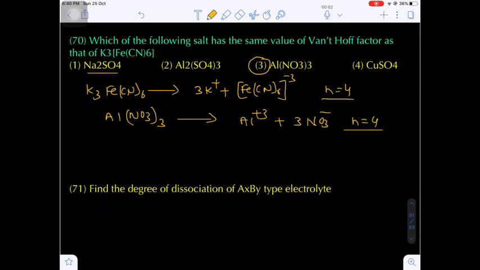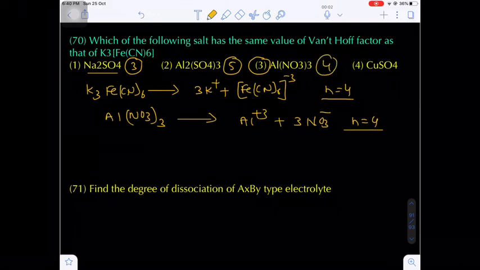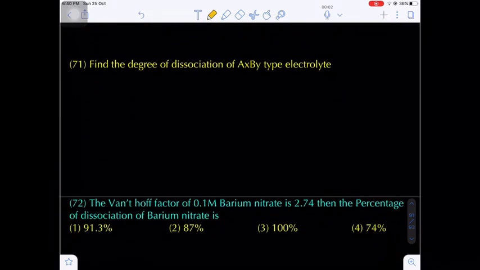In the first option, if you see 2 sodium ions and 1 sulfate ion, total 3 ions produced. In the second option, 2 aluminum, 3 sulfate, 2 plus 3, 5 ions will be produced. In the third option, 3 plus 1, 4 ions produced. In the fourth option, 1 copper ion, 1 sulfate ion, 1 plus 1, 2 ions produced.